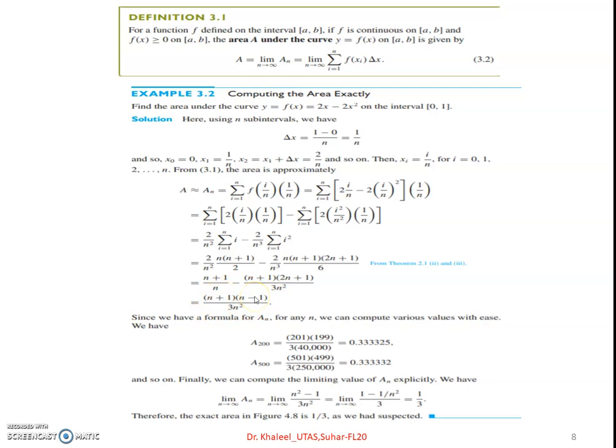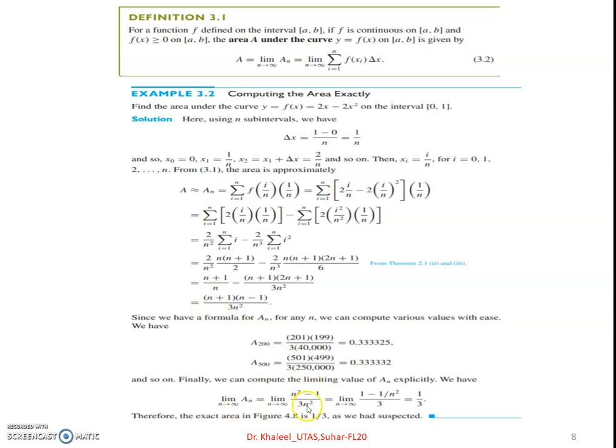And I get the final function. Now for this, if you put n equal to 100, you will get this answer. n equal to 200, you will get this answer. If you put n equal to 500, you will get this answer. But I will find the exact answer. For that, I will have to find the limit of An as n tending to infinity.